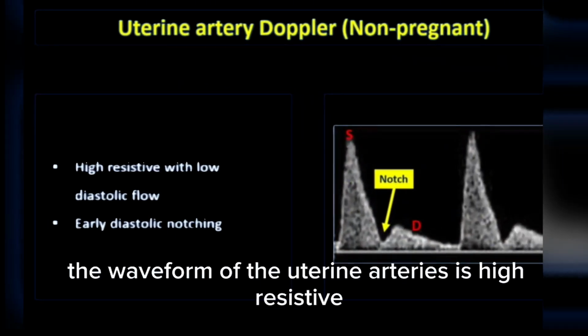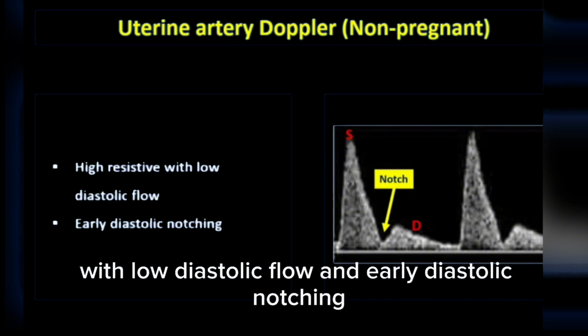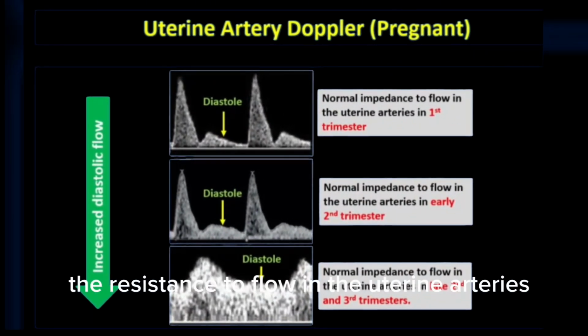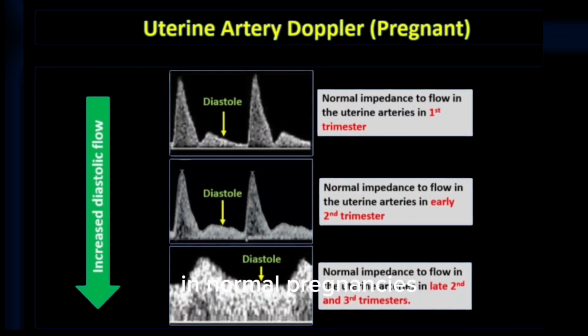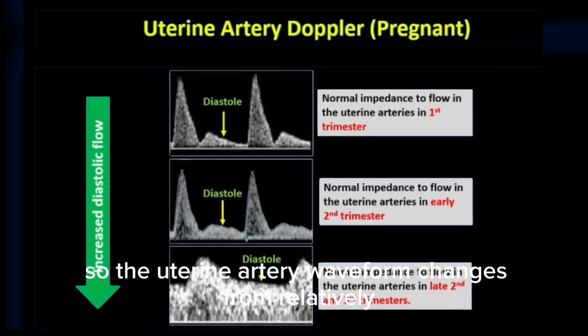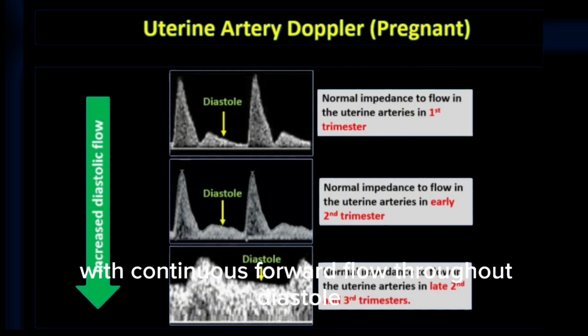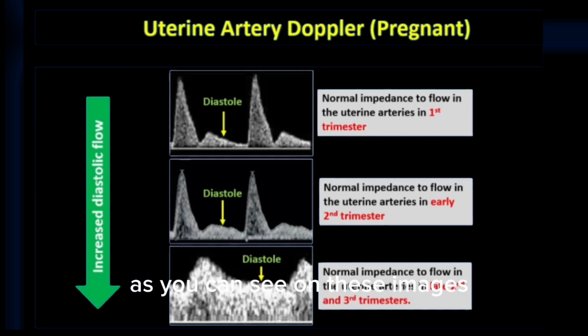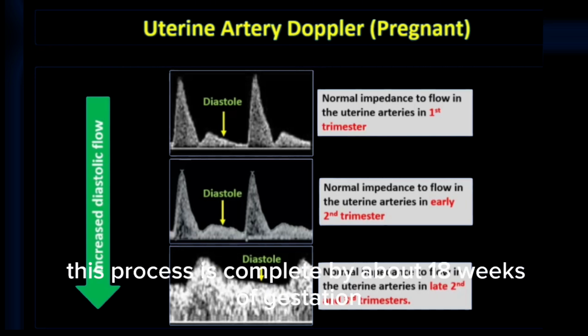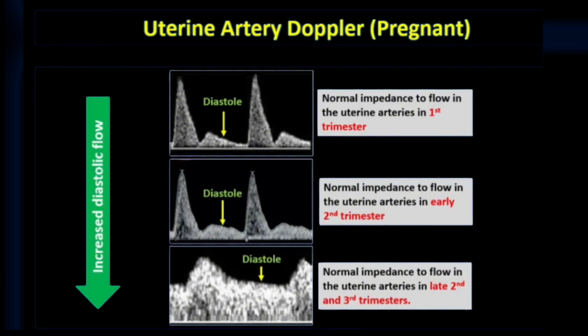In the non-pregnant uterus, the waveform of the uterine arteries is high resistive, with low diastolic flow and early diastolic notching. The resistance to flow in the uterine arteries decreases with advancing gestation in normal pregnancies, reflecting the trophoblastic invasion of the spiral arteries. So, the uterine artery waveform changes from relatively high resistance in the non-pregnant state to a low resistance waveform in pregnancy, with continuous forward flow throughout diastole, as you can see on these images. This process is complete by about 18 weeks of gestation. In pregnancies with impaired placentation, high uterine vascular resistance will persist after this time.